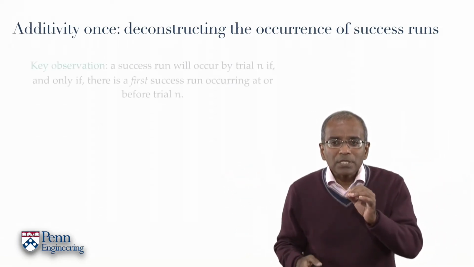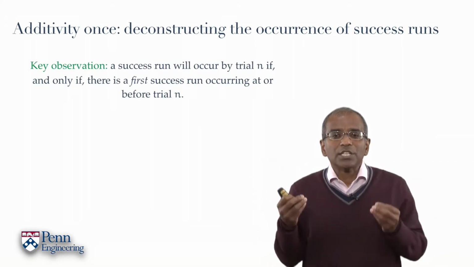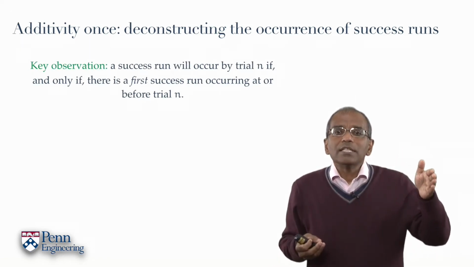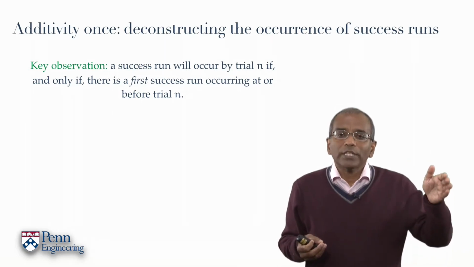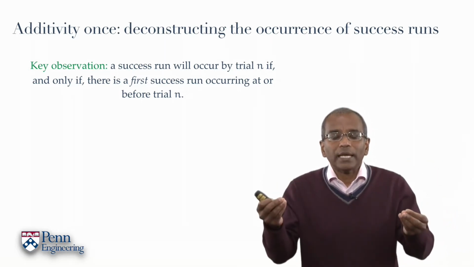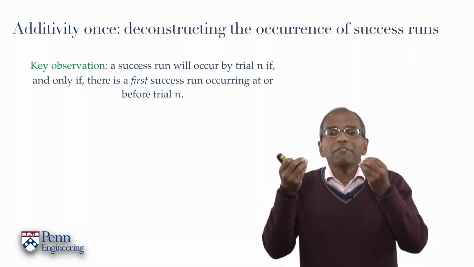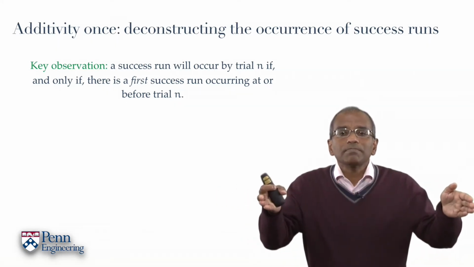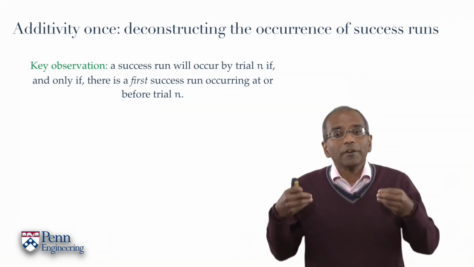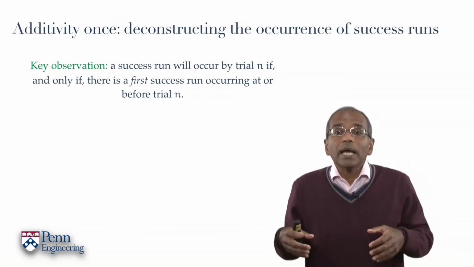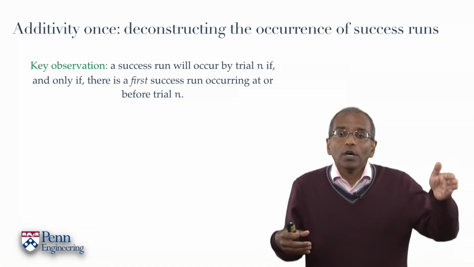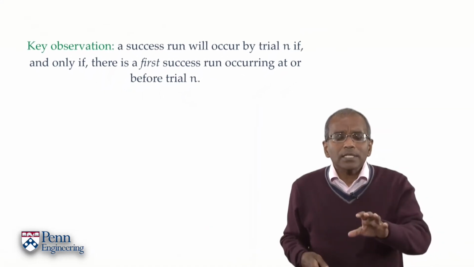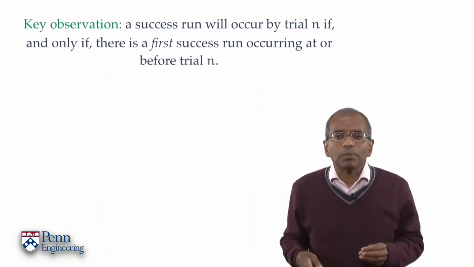A key principle immediately suggests itself, and that is the following. If there is a success run at or before the nth trial, then manifestly there must be a first success run somewhere earlier in the sequence. This is a necessary and sufficient condition for there to be a success run at or before the nth trial. And that immediately suggests to us a partition for the problem.